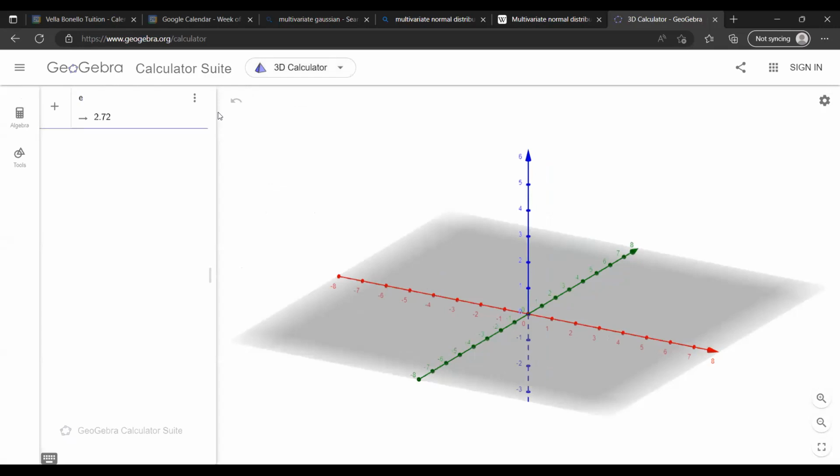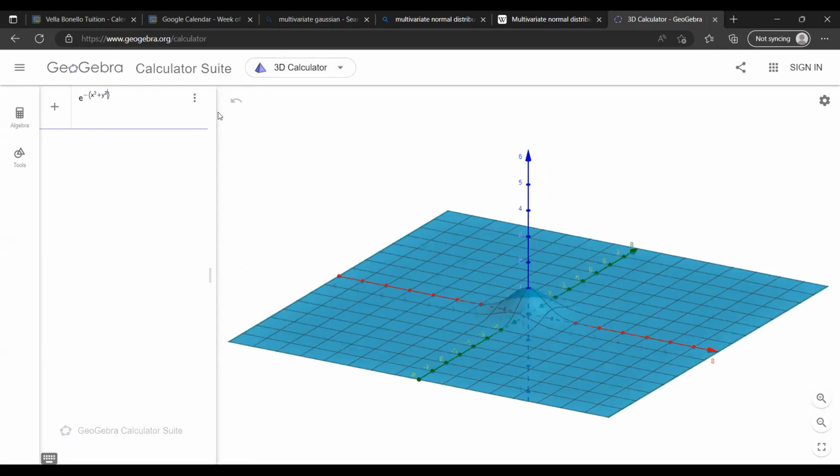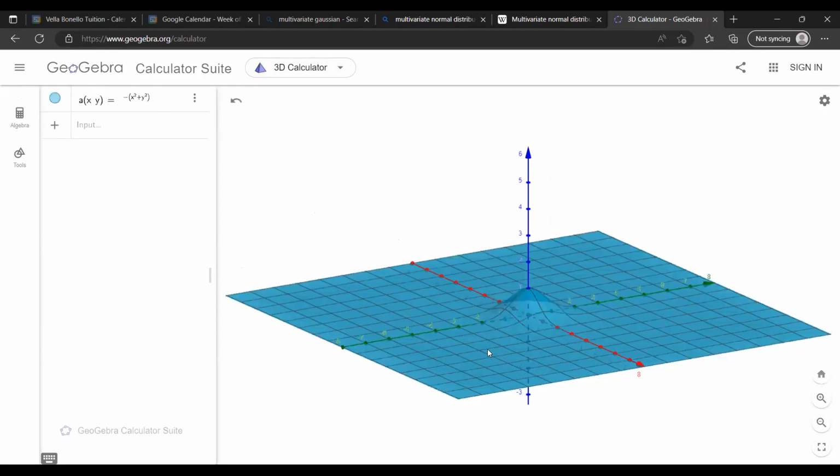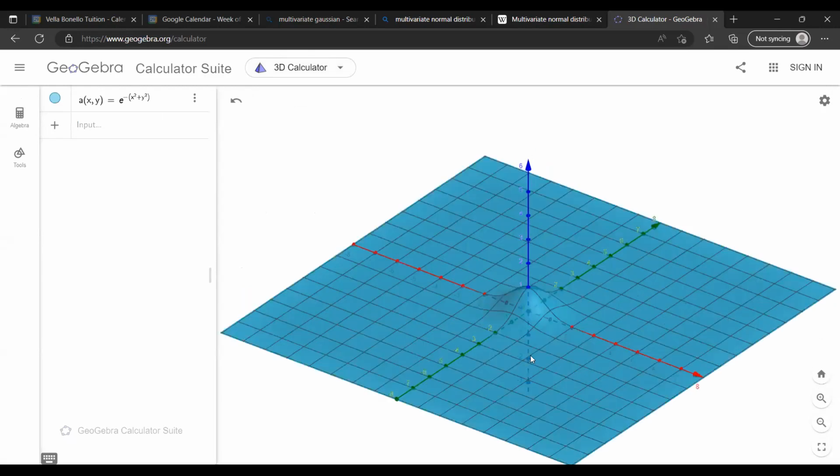So what if I said e to the negative x squared plus y squared? Yeah, right? I mean, it's not that difficult to figure it out. So you see this? Now what I'm going to show is the following.